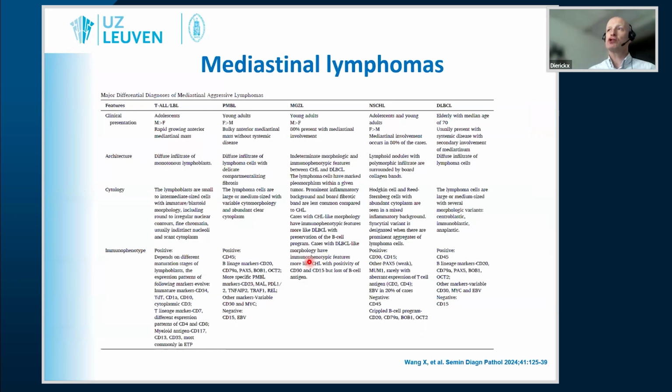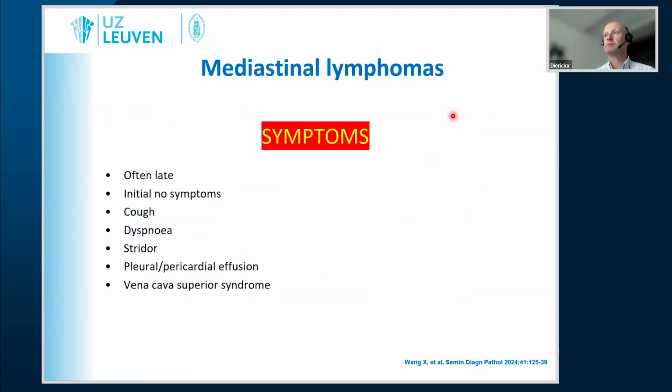When we focus on mediastinal lymphomas, the most commonly encountered mediastinal lymphomas are acute lymphoblastic leukemia, but in that case, we call it lymphoblastic lymphoma. I will come back to that later. You have the primary mediastinal B-cell lymphoma, the mediastinal gray zone lymphoma, the nodular sclerosing classical Hodgkin lymphoma, and then the diffuse large B-cell lymphoma. The first 4 are most commonly seen in adolescents and in young adults, whereas the last one, the typical diffuse large B-cell lymphoma, is mainly seen in elderly age.